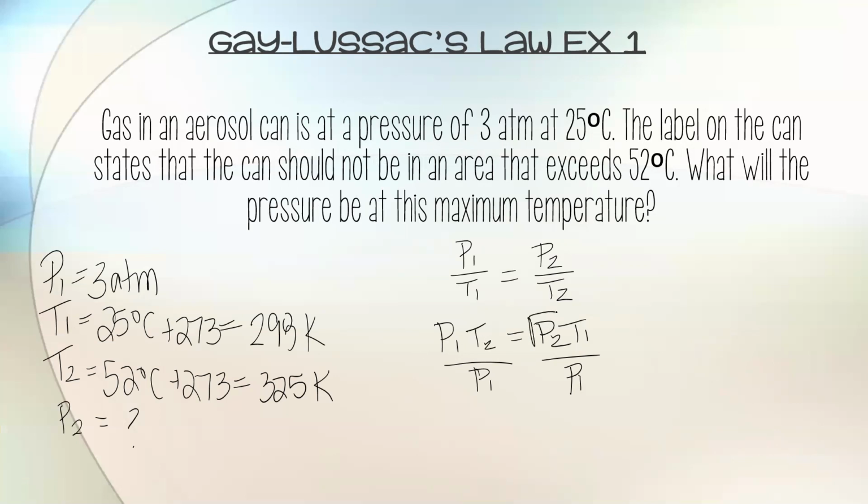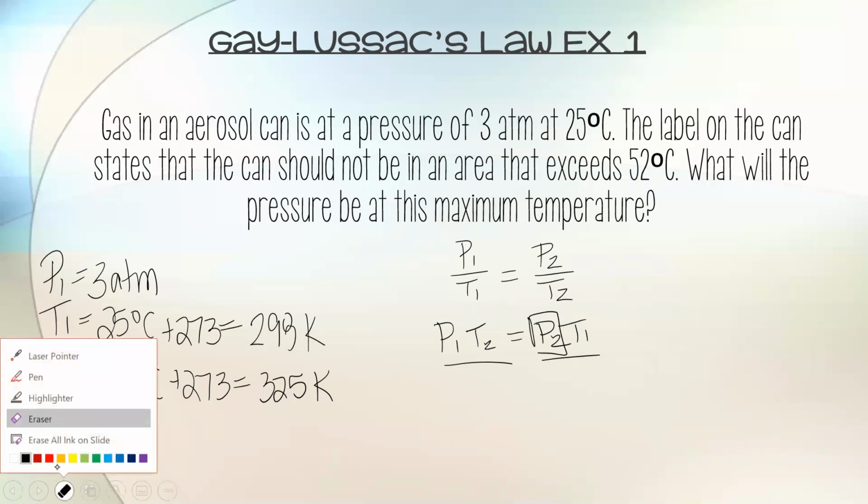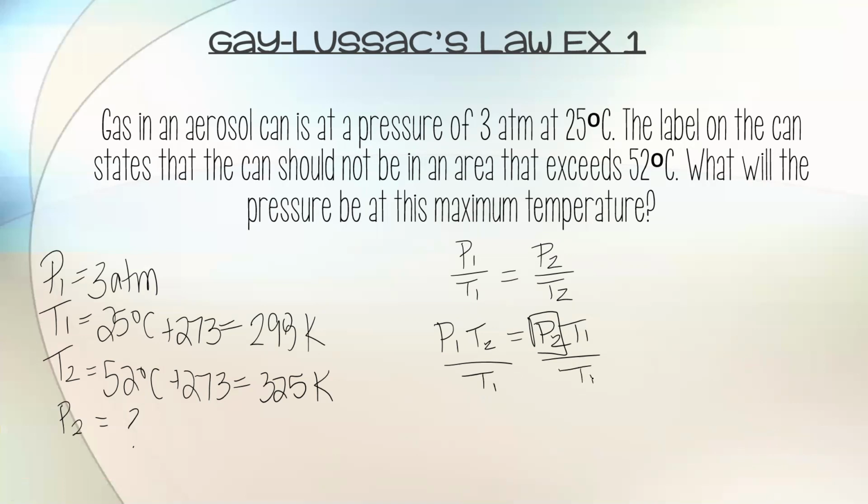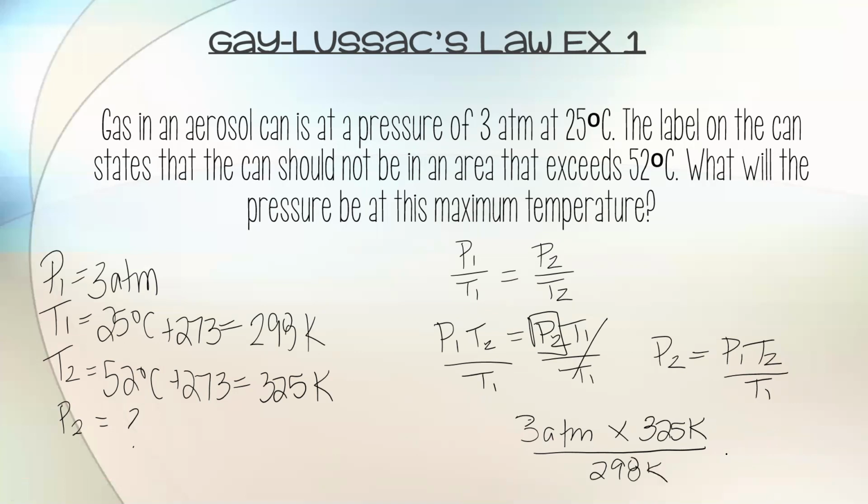Okay, solving for P2. I'm going to divide both sides by T1. There we go. Those cross out. So P2 equals P1 T2 over T1. Now I can plug them in. P1, 3 atm, times T2, 325 Kelvin, all divided by T1, 298 Kelvin. And I get 3 times 325 divided by 298. I get 3.27 atm.